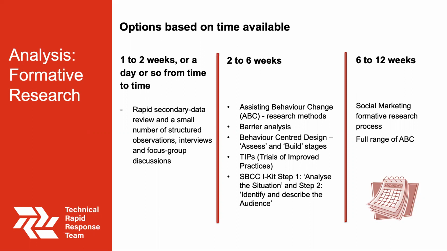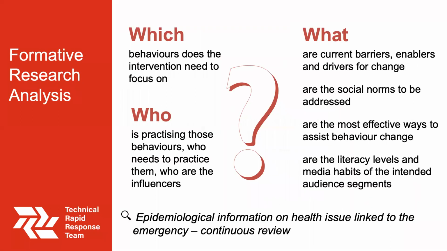The links for these are all there at the end of the presentation, so you will be able to access these resources as per your need. However, 6 to 12 weeks is a luxury that is often not available. But if we are fortunate enough to have this time available, a full range of methods can be used, depending, of course, on the need and the other criteria that we mentioned earlier. So the social marketing formative research process and the full range of the Assisting Behavior Change research methods can be used. Can we go next?